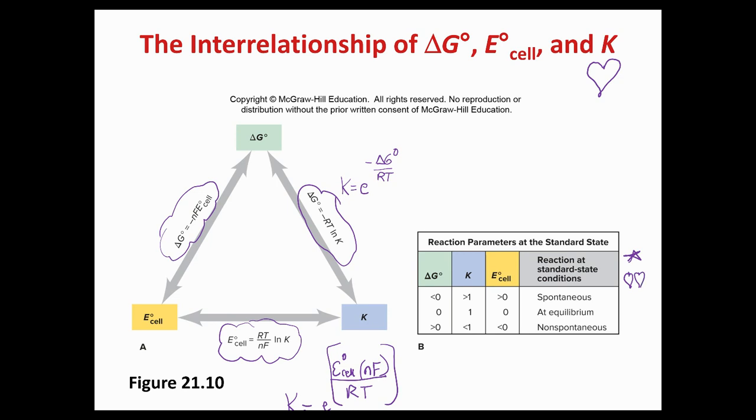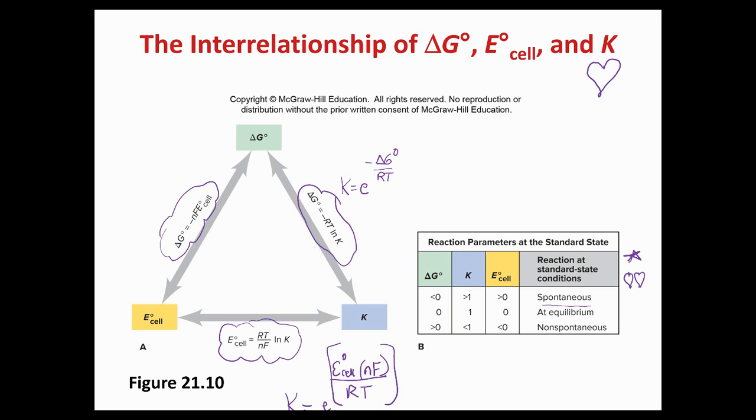So double heart on that. Delta G naught is less than 0 when K equilibrium is greater than 1 and E naught of cell is greater than 0. That's a spontaneous cell. If you have an E naught of cell less than 0, negative voltage for the cell, it's not spontaneous. K would be much less than 1 and delta G would be greater than 0.